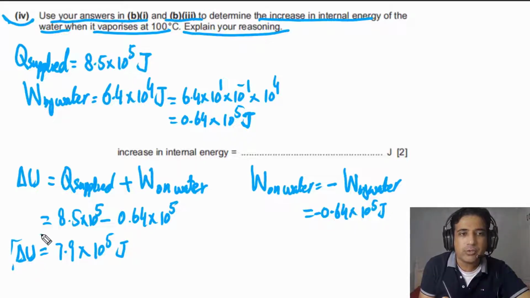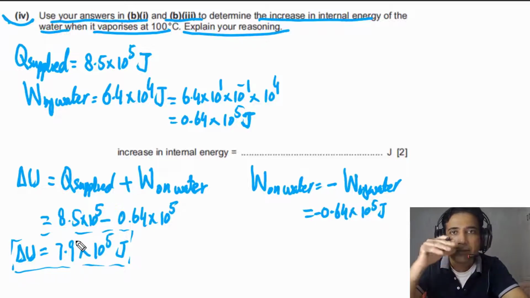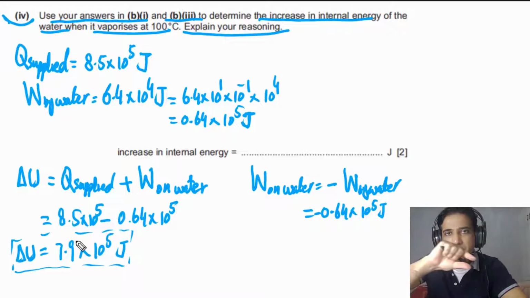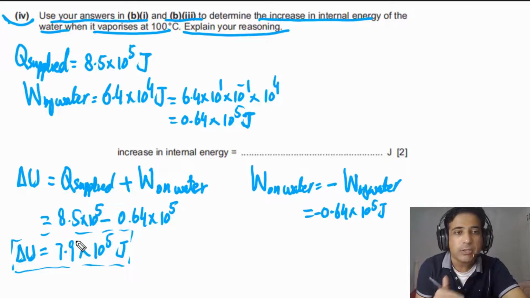So this is how you can calculate increase in internal energy. In this case, kinetic energy of molecules will not change because it is just a phase change. Liquid at 100 degrees Celsius is converted into water vapor at 100 degrees Celsius. But potential energy of molecules in this case will increase because internal energy has been increased.